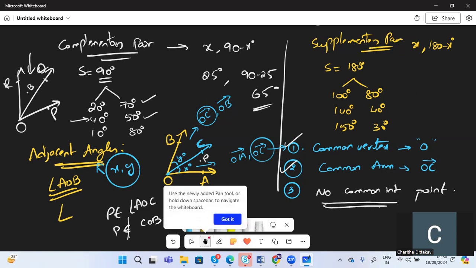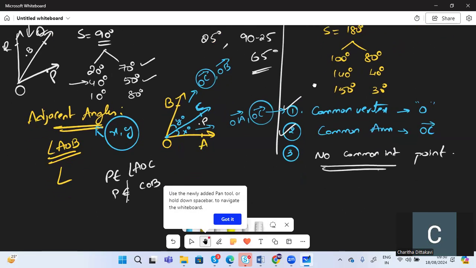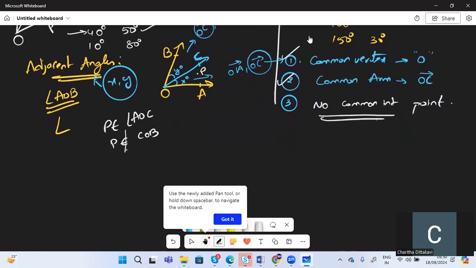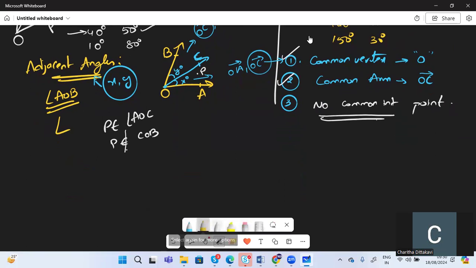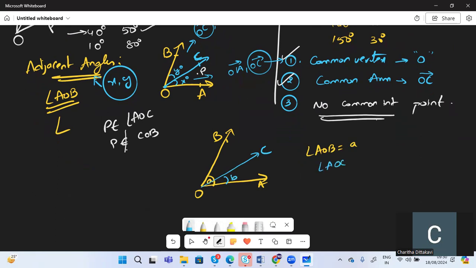I will show you a case where, let me scroll down. Right. Now, if I take A and B, let the whole be my angle A. Angle AOB is angle A. And if I draw some other ray here, C, angle AOC, let this be B. Now AOC is B, AOB is A.